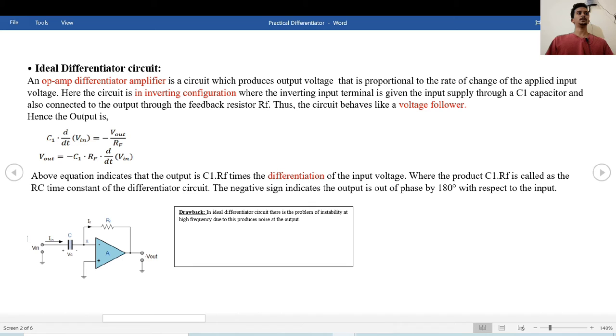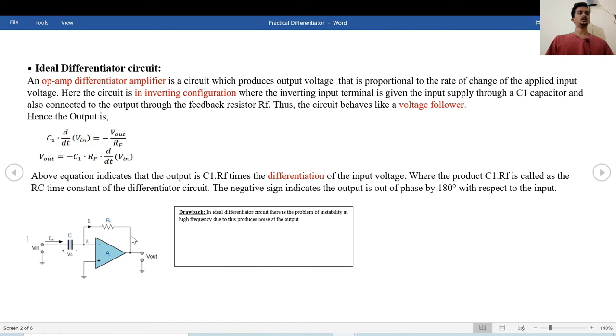A differentiator amplifier is a circuit which produces an output voltage that is proportional to the rate of change of the applied input voltage. Here the circuit is in inverting configuration, where the inverting input terminal is given the input supply through a C1 capacitor, and is also connected to the output through a feedback resistor, which is RF. Thus this circuit also behaves like a voltage follower. The output voltage of this circuit is equal to minus C1 into RF into d by dt of V.